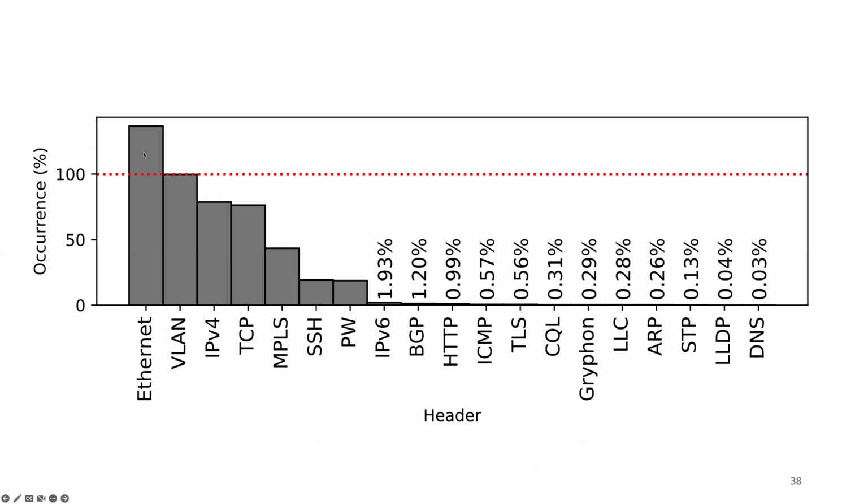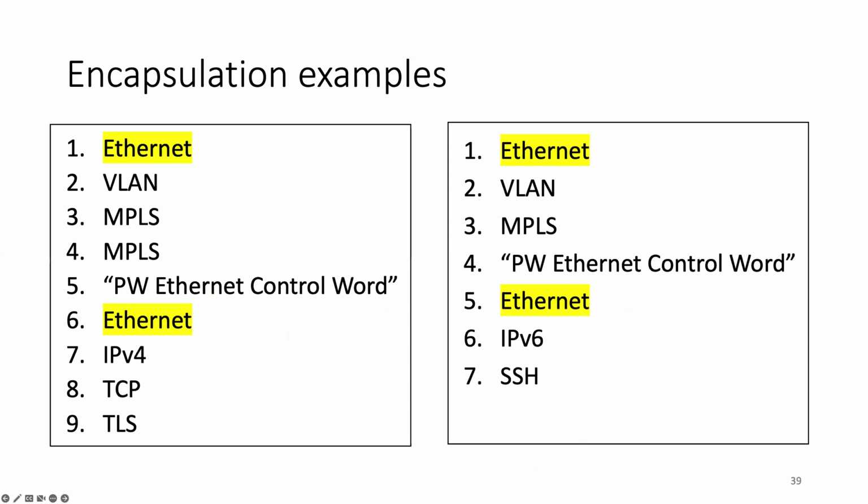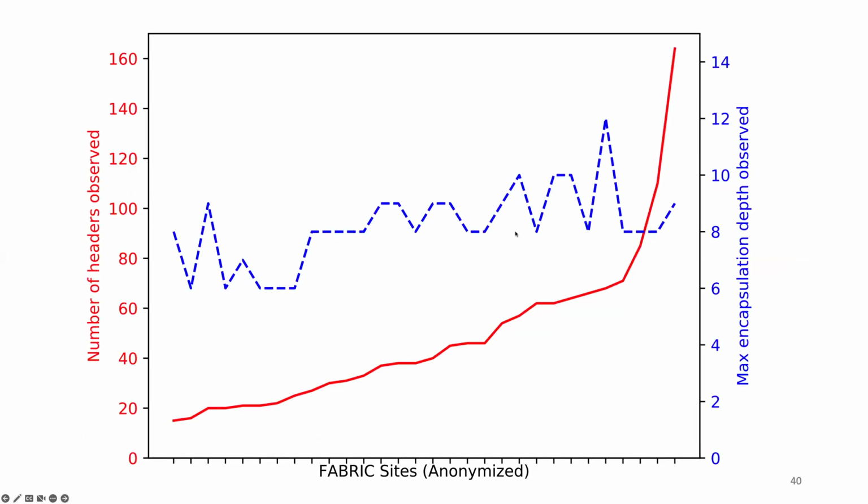What does this mean? There is a lot of encapsulation going on. Here are some examples where we have Ethernet showing up at the most external layer, and then a VLAN header, two MPLS headers, a pseudo wire, since MPLS doesn't have a next protocol field, and then Ethernet again. This is the world as seen by the Fabric user. This makes sense to the Fabric user, but this other part makes sense to the infrastructure. Here are two examples of how this shows up, and that's why Ethernet is showing up in over 100% of the cases.